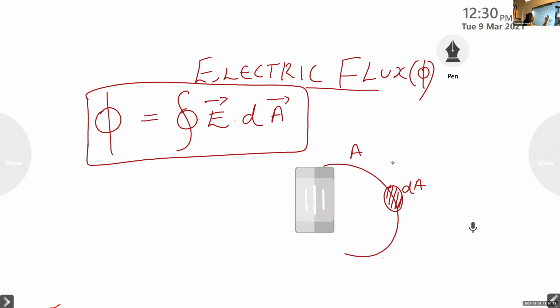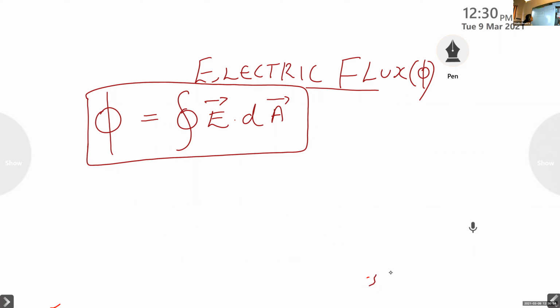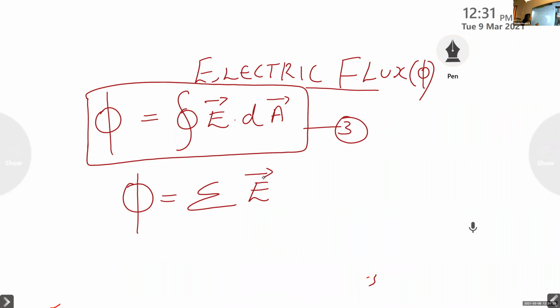From this, we can say the third definition for electric flux. The electric flux is the closed surface integral of the electric field vector over the area vector. Clear? And this equation 3 can also be written as phi is equal to the summation of the vector field, electric field vector E dot dA. We can also write it like this.